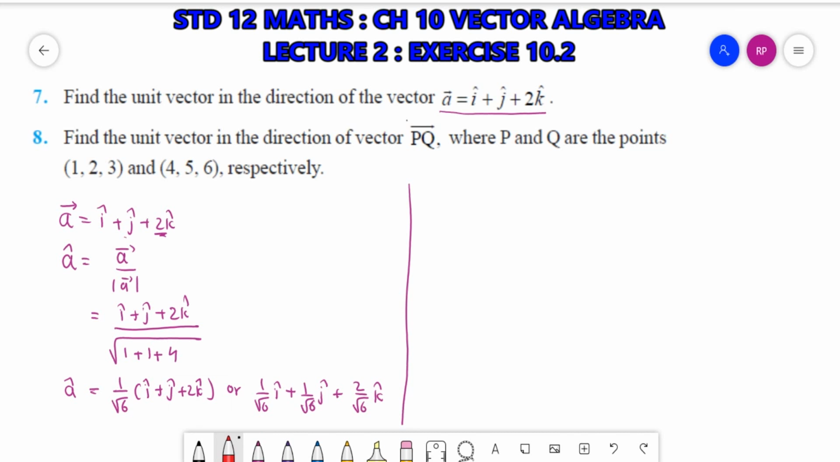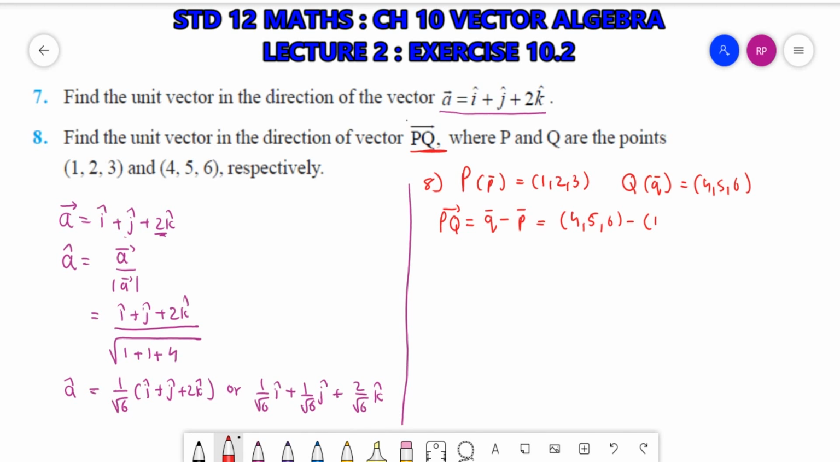Let's see 8. Find the unit vector in the direction of PQ, where P, I will write it as 1, 2, 3, and Q, I will write it as 4, 5, 6. So vector PQ will be equal to final, that is terminal point, minus initial point. So it's 4, 5, 6 minus 1, 2, 3. So 4 minus 1, 3. 5 minus 2, 3. And 6 minus 3, that is also equal to 3.